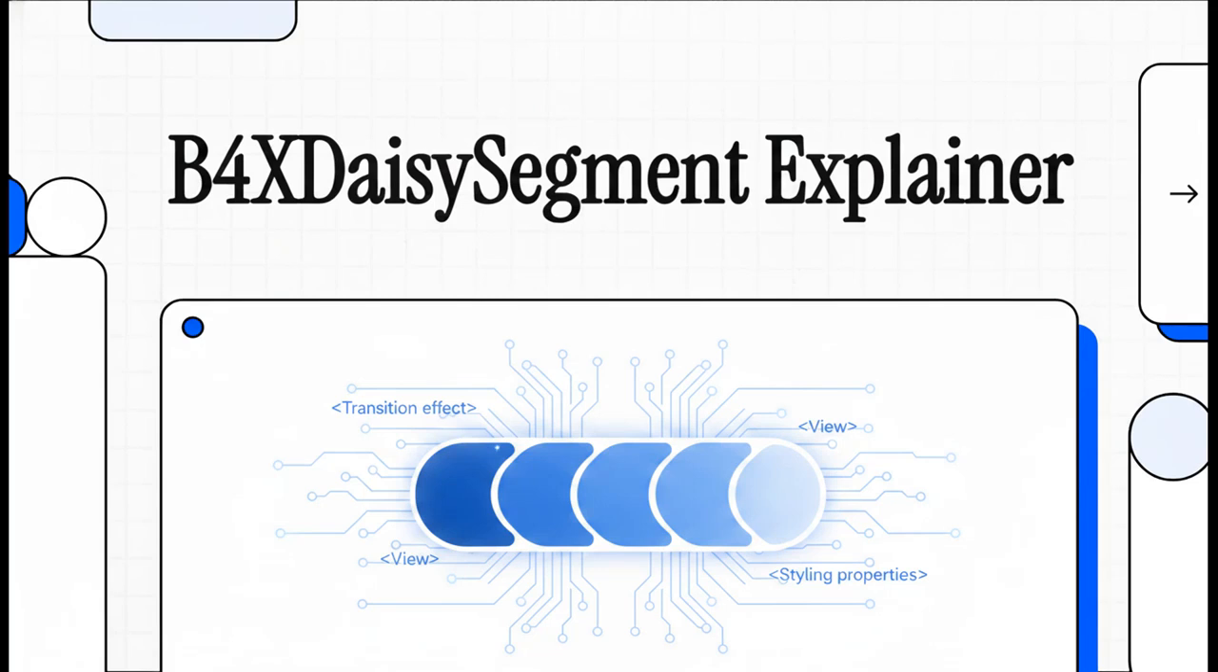Today, we're diving straight into a massively powerful modern UI component for the B4X ecosystem. We're talking about the B4XDaisySegment. Look, if you've ever spent way too much time, maybe hours or even days, tweaking custom UI padding just to get a single button to look exactly right, well, you're in the right place. We're going to see how to finally upgrade your app's interface with buttery smooth transitions and pixel-perfect styling.